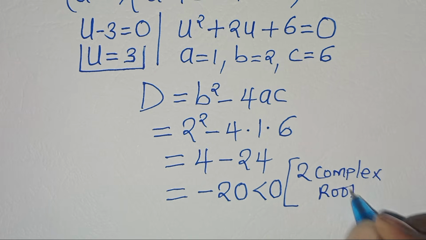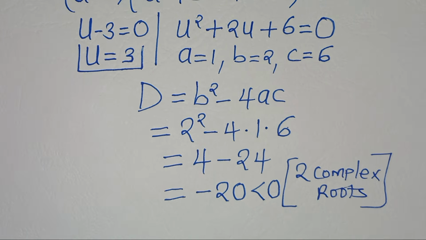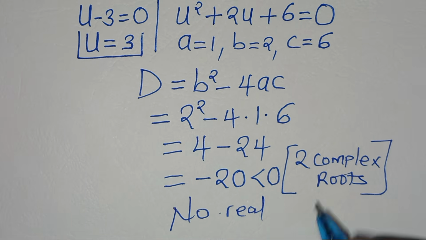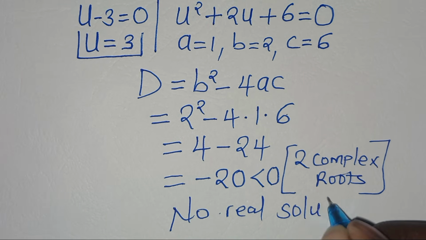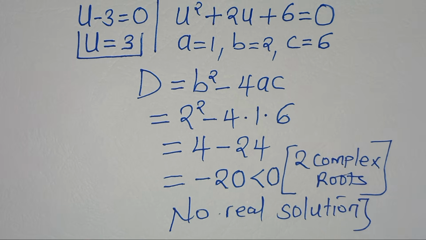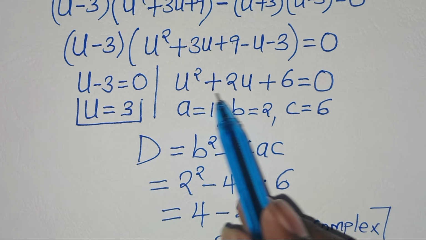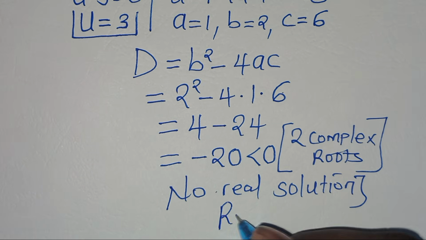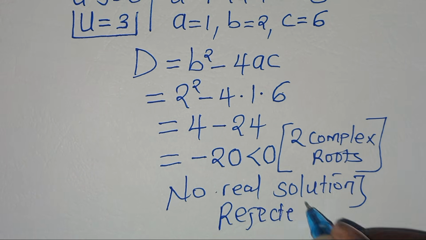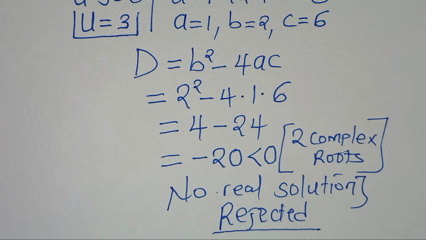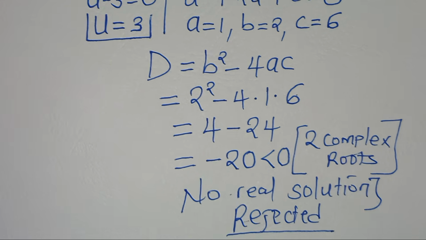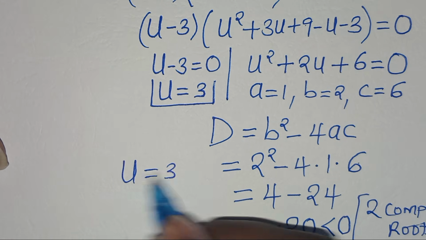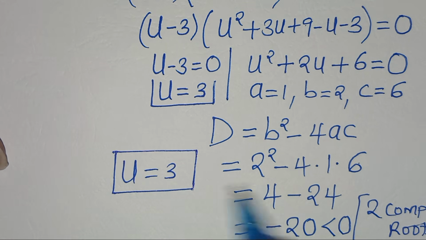We have two complex roots, and this indicates that there is no real solution that can be obtained from this quadratic equation. So this quadratic equation is rejected. So let's focus on u, which is equal to 3.